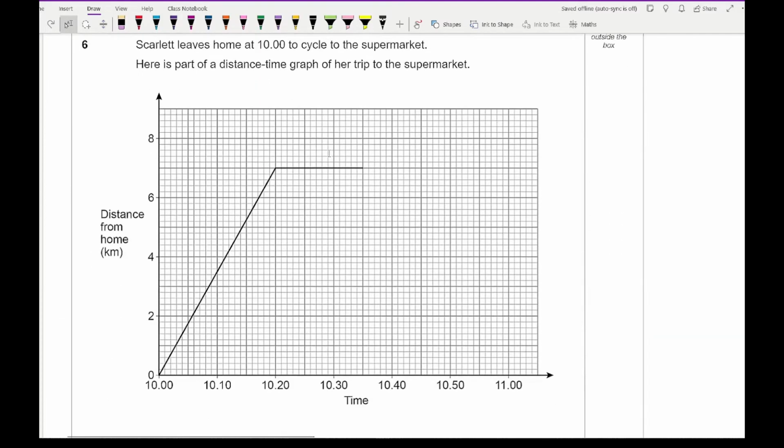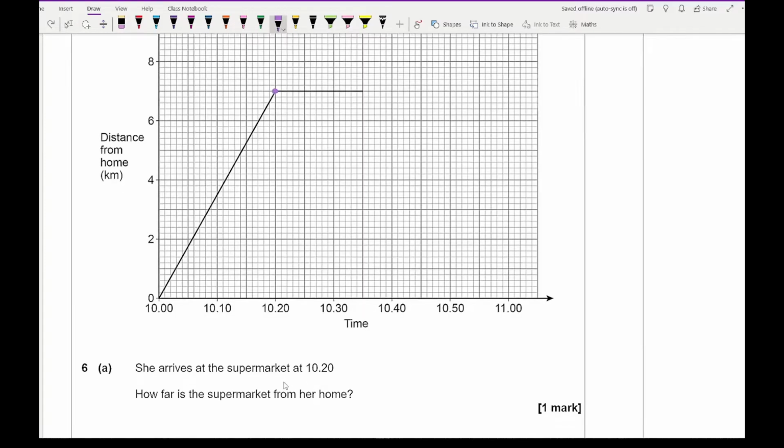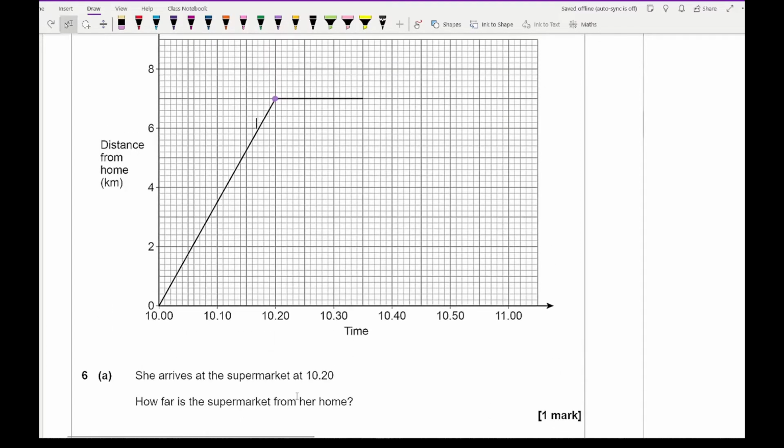Moving on to question 6, it says that Scarlett leaves home at 10:00 to cycle to the supermarket. Here is part of the distance time graph of her trip to the supermarket. And it says that she arrives at the supermarket at 10:20. How far is the supermarket from her house? So the supermarket is here, so going across, that's going to be at 7, so then it's going to be 7 kilometers.